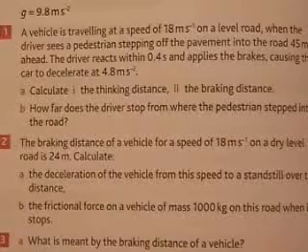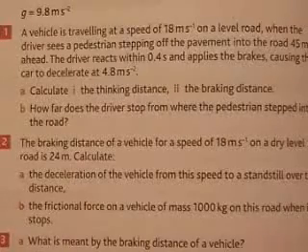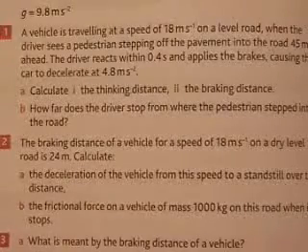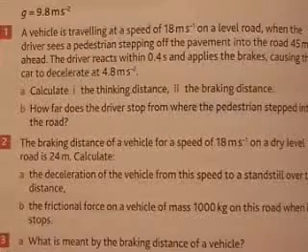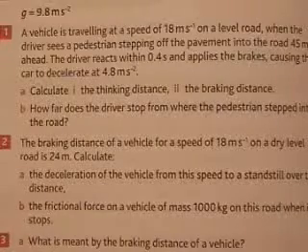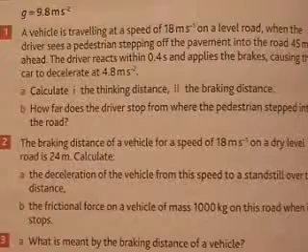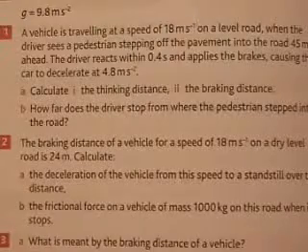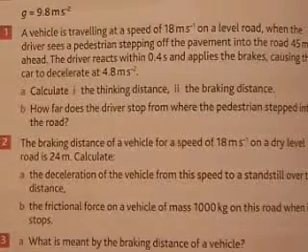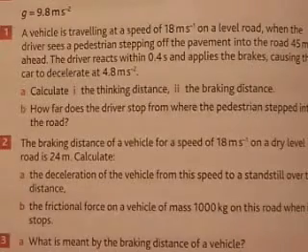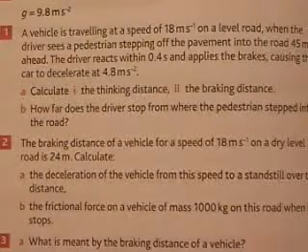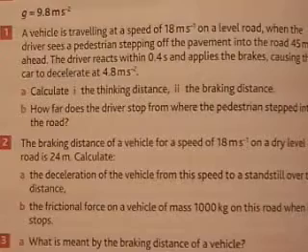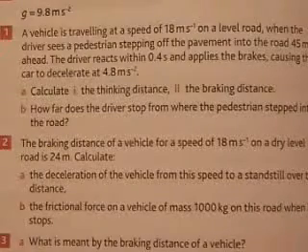The question tells us that the vehicle is travelling at 18 metres per second when the driver sees a pedestrian stepping off the pavement, and it takes 0.4 seconds for the driver to react. So the first thing we're asked for is the thinking distance. In other words, how far does the car travel during 0.4 seconds when it's still going at 18 metres per second? So that's a straightforward calculation.